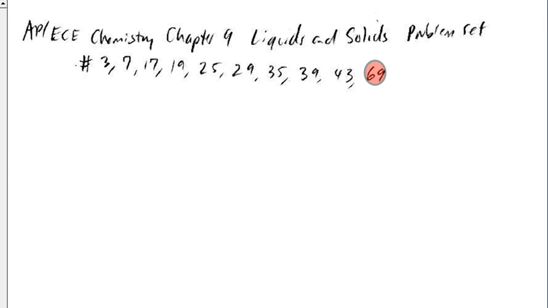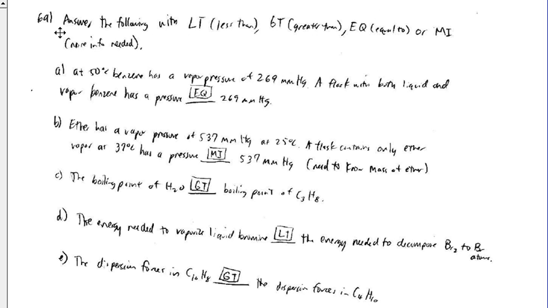For the last problem, number 69, you're asked to classify some statement with a blank as either less than, greater than, equal to, or MI for more information needed. In part A, you're told that at 50 degrees, benzene has a vapor pressure of 269 millimeters of mercury. A flask is described to you as having both a liquid and a vapor present, and they want to know what the vapor pressure would be. Would it be equal to, more than, less than, or do you need more information than 269 millimeters of mercury?